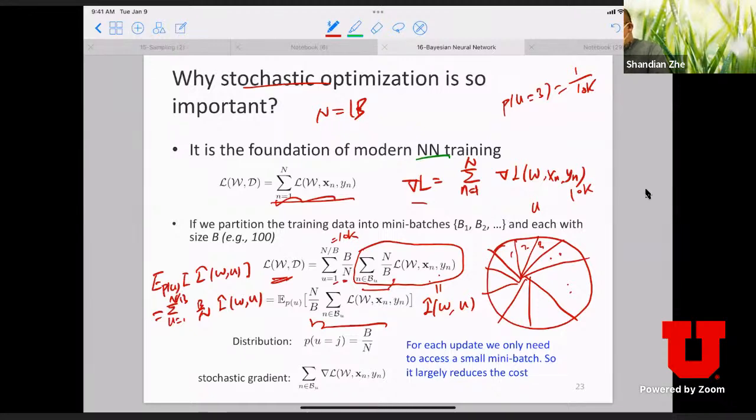The reason of doing so is that when we have this additional factor B over N, it can be viewed as the probability of selecting one mini batch. And then this whole summation can be viewed as you're going to take expectation of this reskewed loss on the mini batch. Any question?